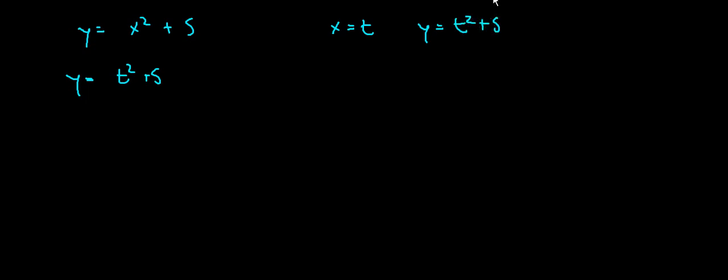But I can do anything. Like I said, I could put x is equal to t to the 3rd. And if I did that, then I would just substitute this back into the first equation. Y would be equal to t to the 6th plus 5.